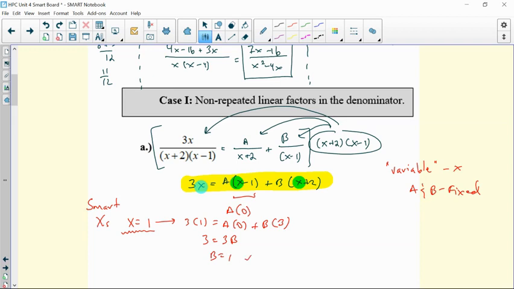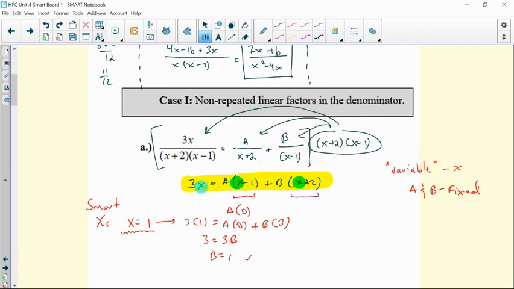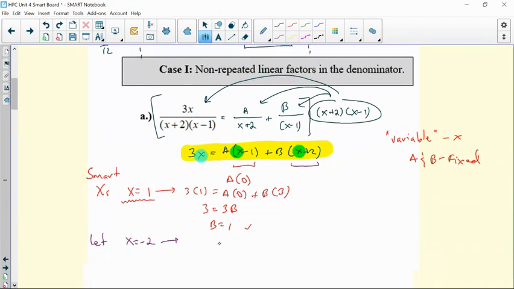The other smart value of x, now that you can see what we're trying to do here, would be choosing x to be -2. So let's let x equal -2. And again, just show me that, okay, let x equal -2. And then let's see, what do we get? Well, the left side, 3 times -2, equals a times -2 minus 1 plus b times 0. Or -6 equals -3a plus 0. So then if I solve that, it looks like a is equal to 2.